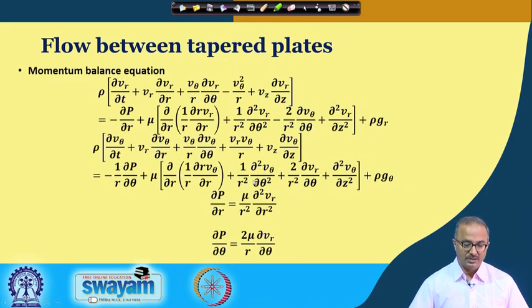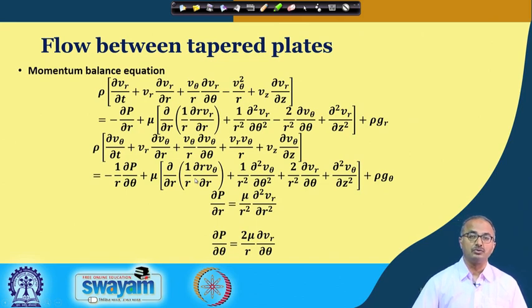So with all this we find that dou Vr by dou r will give you minus Vr square by r, and here we have this particular term. You can expand this term and you will get this type of equation. Now you see that the pressure drop is due to the viscous force. Next we come to the theta direction.